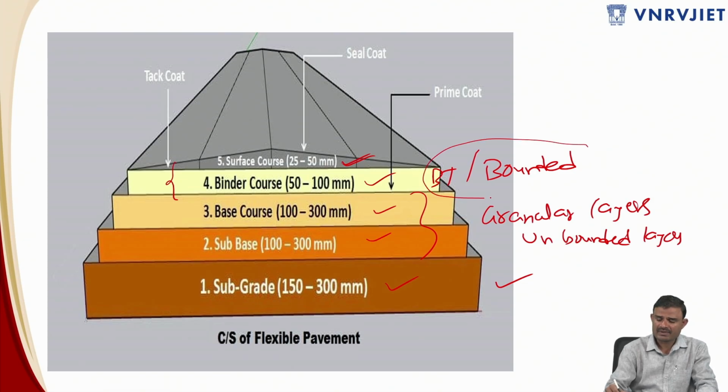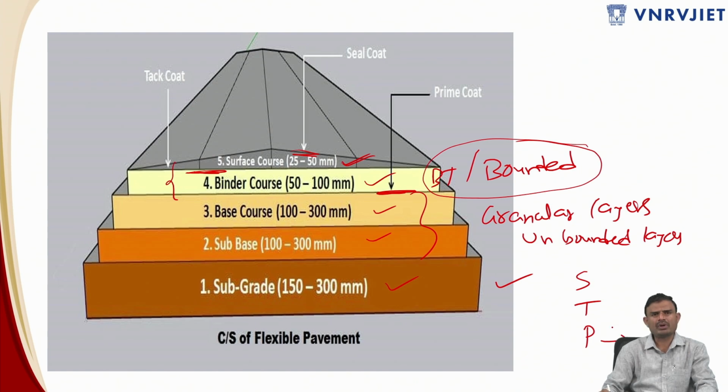Because this is a bituminous mix, the Marshall method of mix design is only applicable for these two, which are nothing but bituminous layers or bound layers. And you can see here there are three different coats present. One is the prime coat, next one is tack coat, and next one is seal coat. Whether we go from top to bottom or bottom to top, when you come from top to bottom, it is STP.